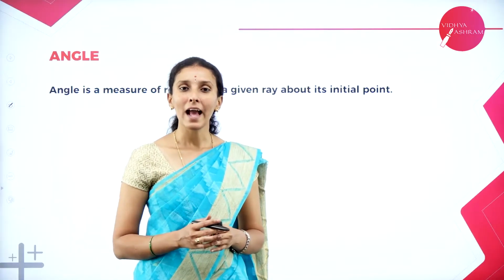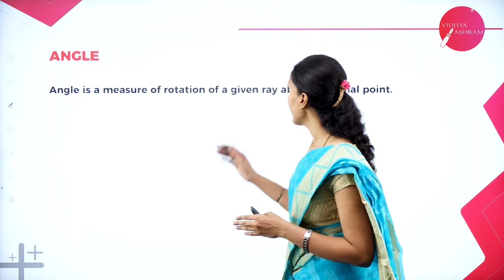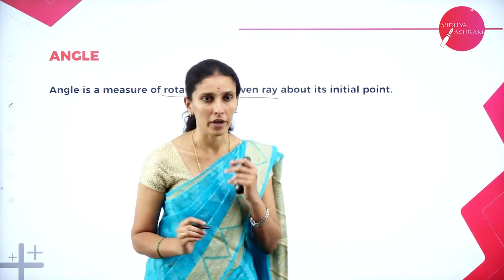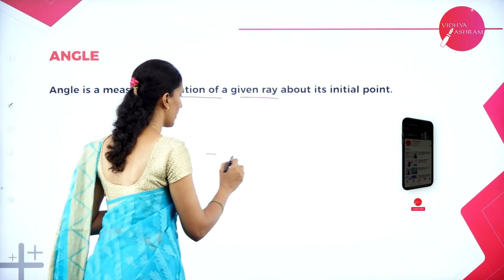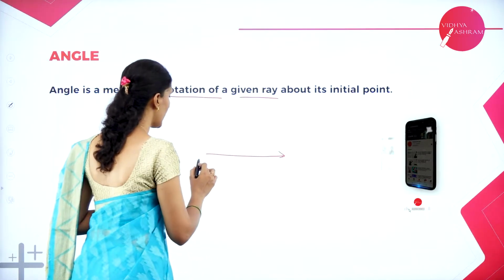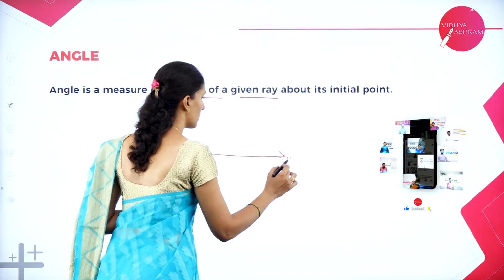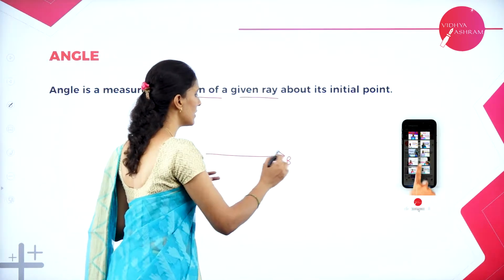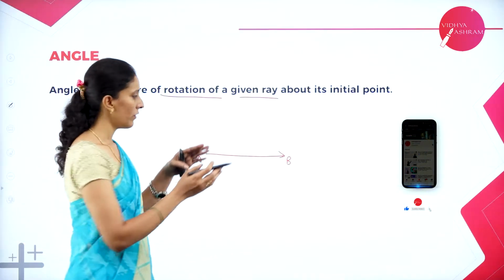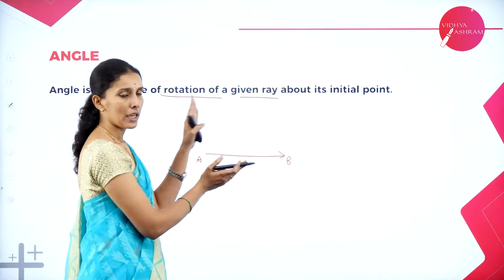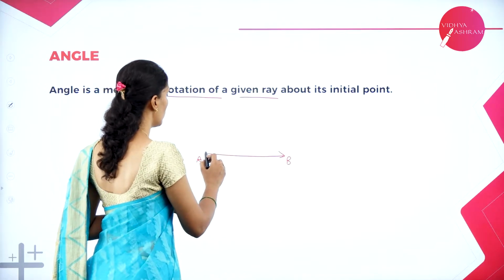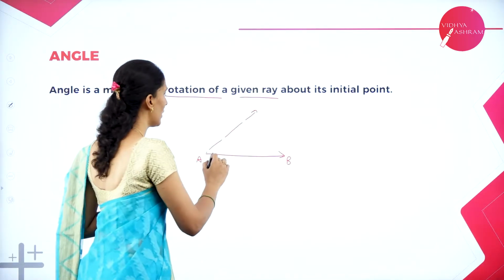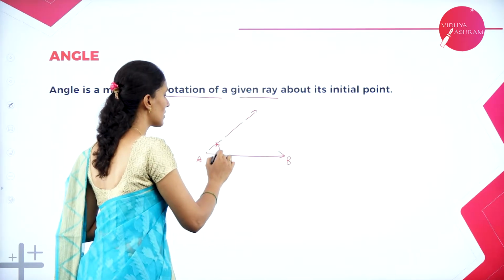Now, what do you mean by angle? An angle is nothing but a rotation of a given ray about its initial point. Suppose, let me take a ray. Let me take it as AB. So, this is your initial point and this is a ray AB. If you rotate this AB in anti-clockwise, then the new ray formed will create an angle here. So this is called an angle.